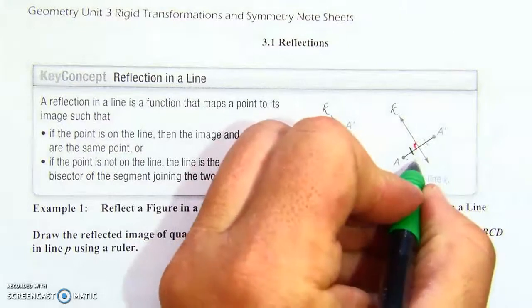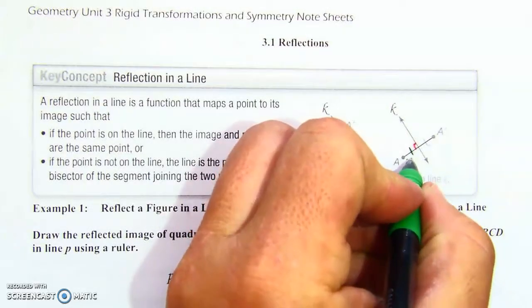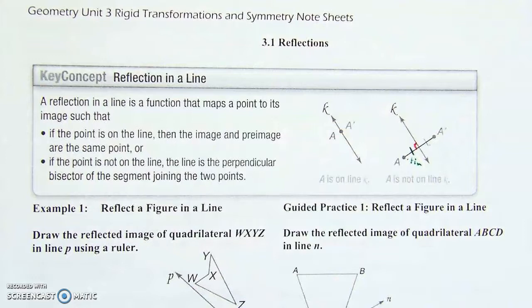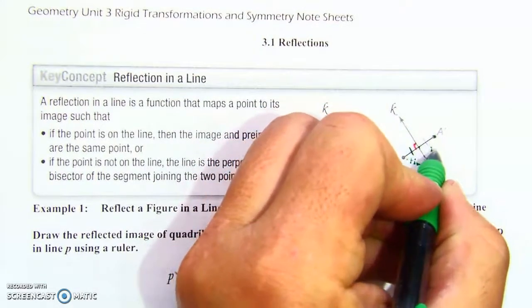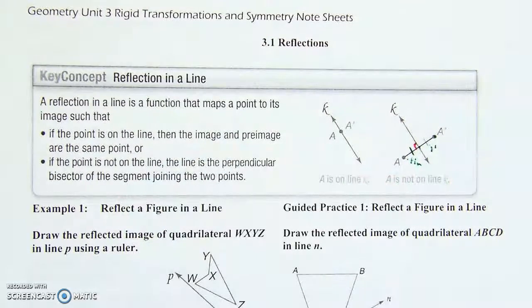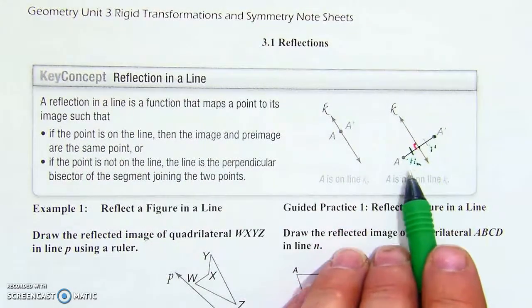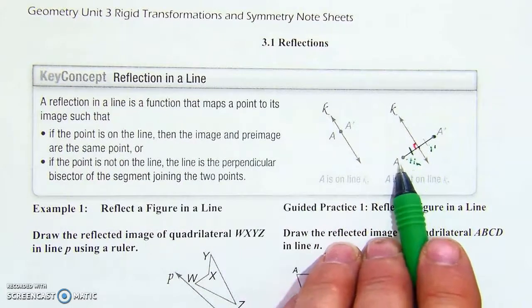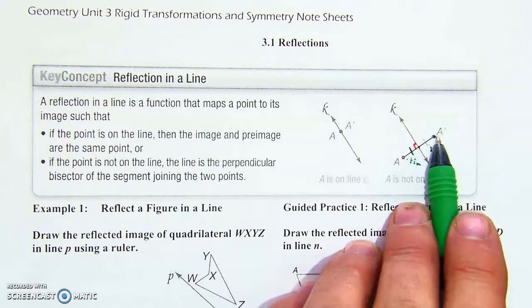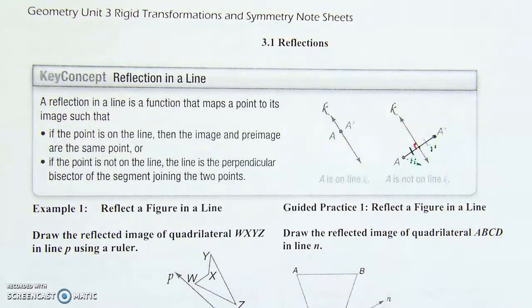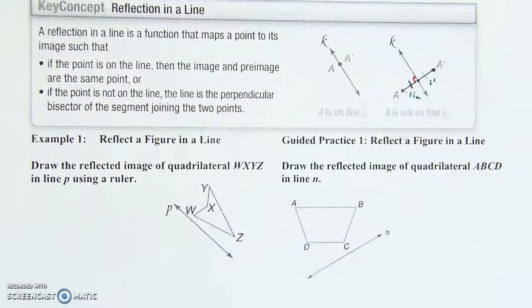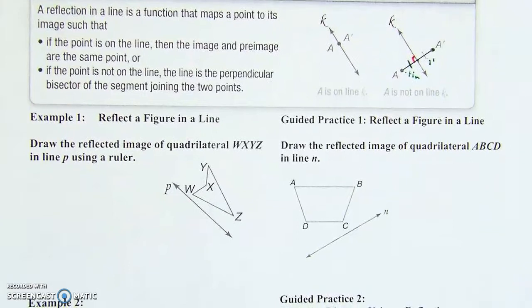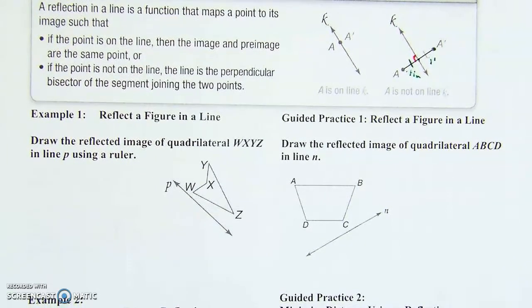So if this side is, let's say, 1 inch, that means the distance from this line to point A prime is also going to be 1 inch. The key thing is it being perpendicular, and the distance being the same from this point to the line, and then from the line to the new image. Now we're going to go down and look at at least one of these, and then I'll let you try to practice on your own. If you choose to, we can talk about it at another time.